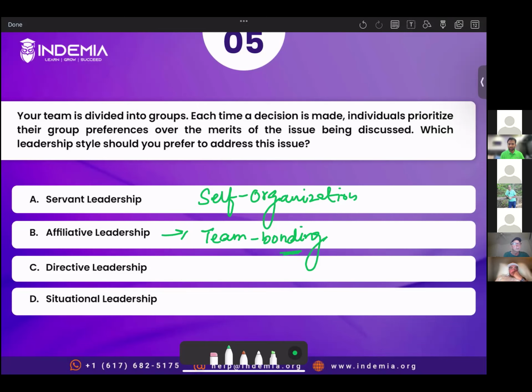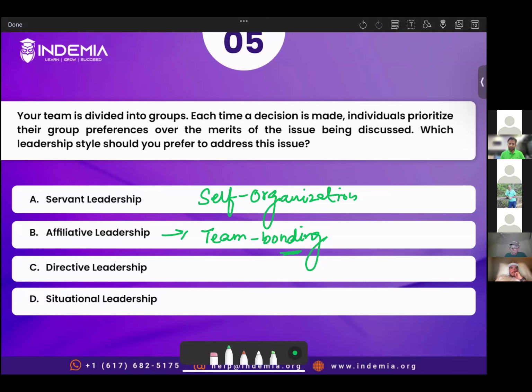Directive leadership is like directing your team members, saying, don't follow your group preferences, or you will be making decisions on behalf of the team. So directive would not help in this situation. We use directive leadership style when you have an emergency situation, when there is not enough time to incorporate the opinion of all the team members. So you take directive leadership style to make decisions on behalf of the team.